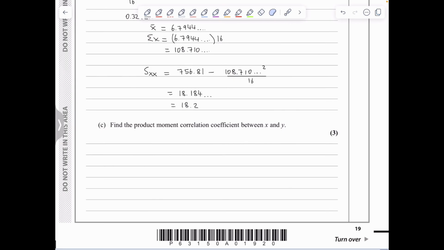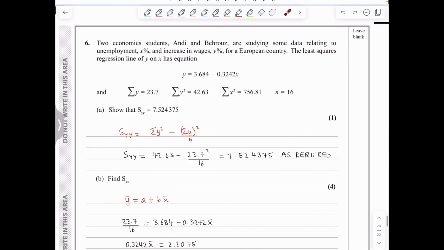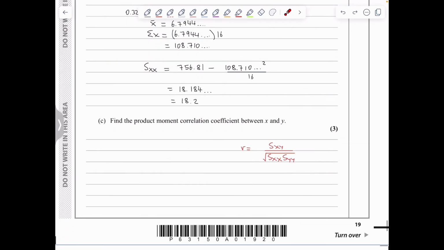In part C, we need to find the product moment correlation coefficient between x and y. So R is given by SXY over root of SXX SYY. Remember, we've got the number for SXX and SYY, and we still need to figure out SXY. Well, the gradient of the line of best fit, the negative 0.3242, is found by doing SXY over SXX. So we can simply write that minus 0.3242 is equal to SXY over SXX.